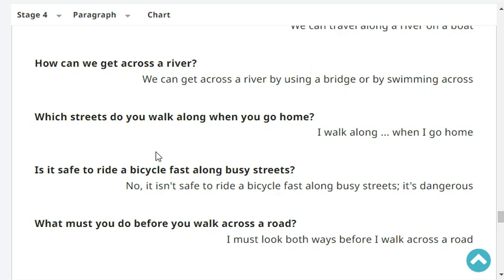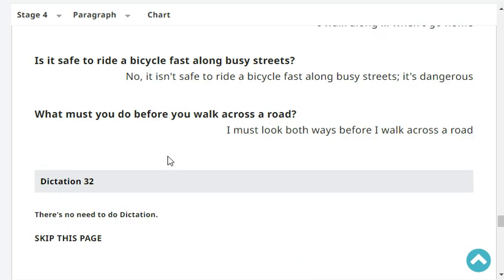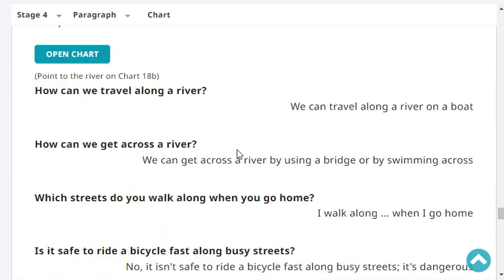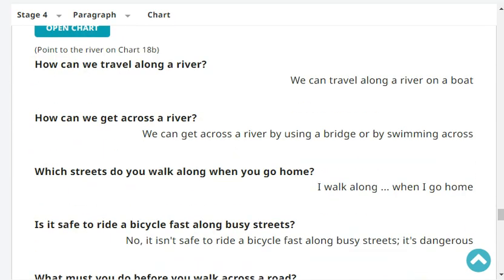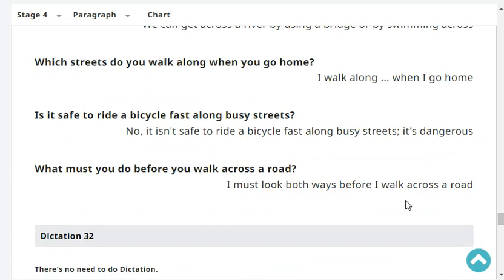Which streets do you walk along when you go home? I walk along ABC Street when I go home.